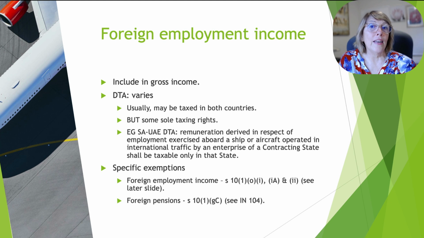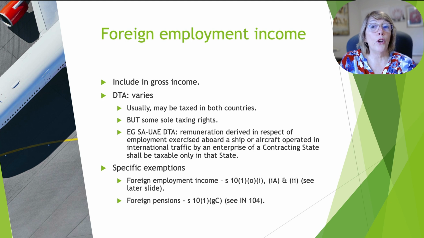Because the country you're working in, where that remuneration income is originating from, that would tell you which double tax agreement you're going to be looking at. And you have to establish what does the double tax agreement say about that type of remuneration that you are earning. All right, sometimes they give sole taxing rights to one country. For example, if you look at the South African UAE double tax agreement, it says remuneration derived in respect of employment exercised aboard a ship or aircraft operated in international traffic by an enterprise of a contracting state shall be taxable only in that state.